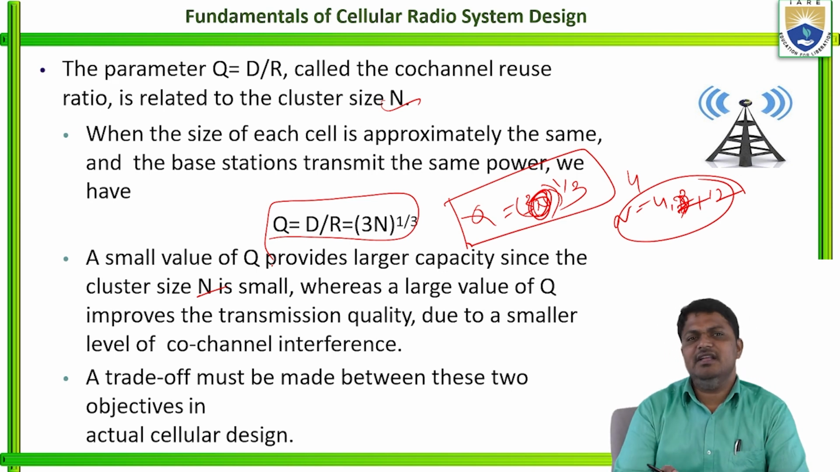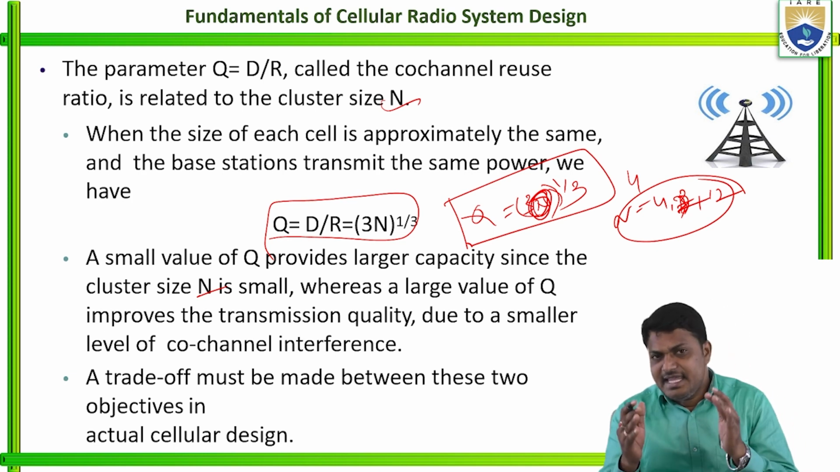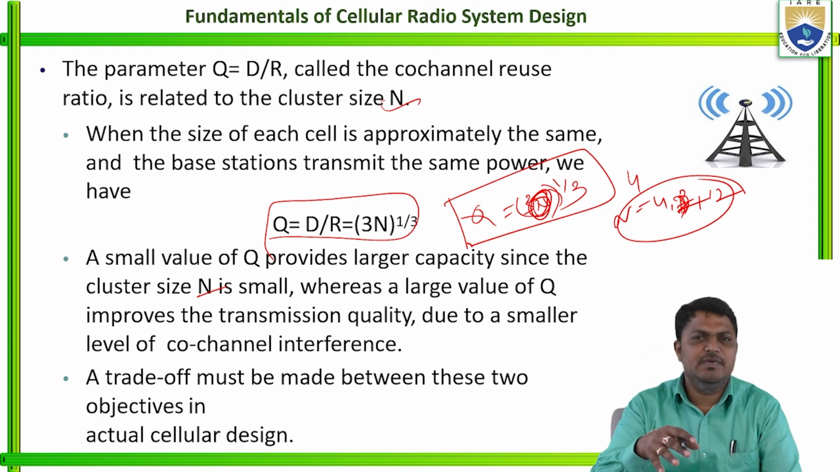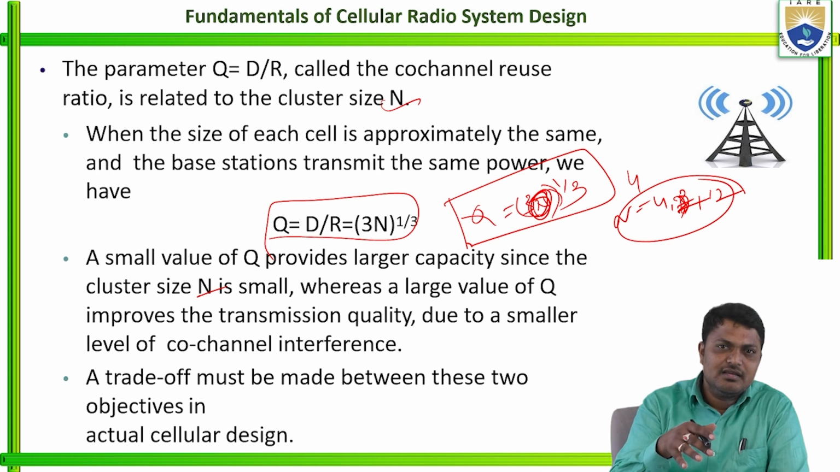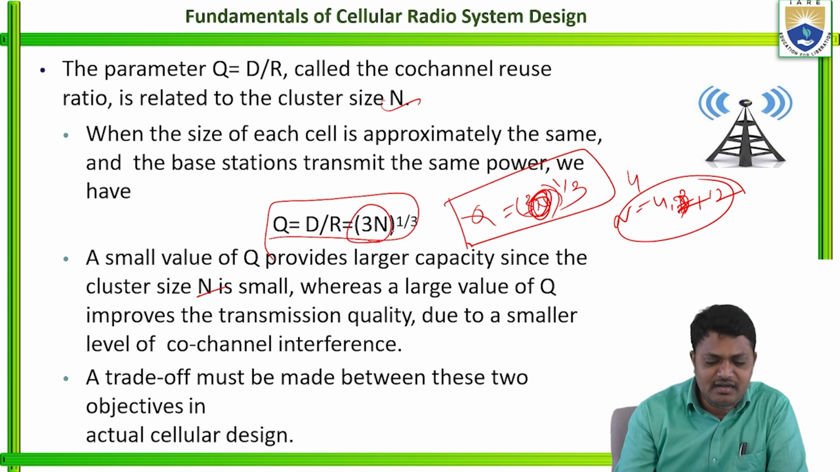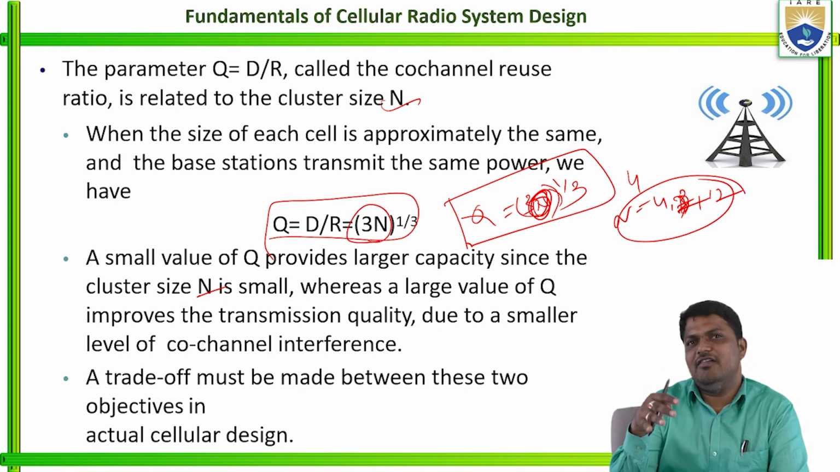We know d by r is for the normal case, with different frequencies as well as different distances. But here each cell has approximately the same cell size as well as the same transmitted power. Then the Q value depends upon the cluster size, which is given as (3n) power 1 by 3. The small value of K provides large capacity because the cluster size is small, right?